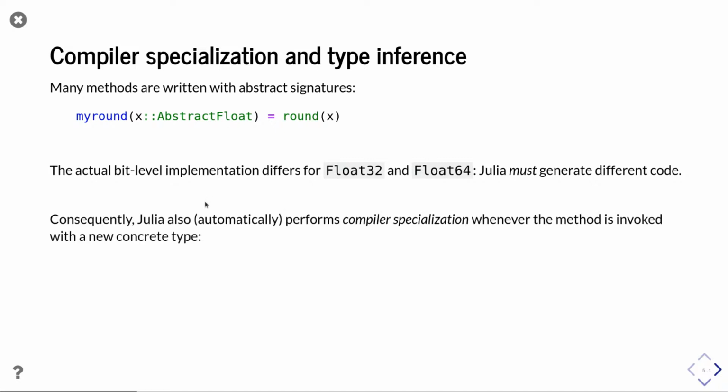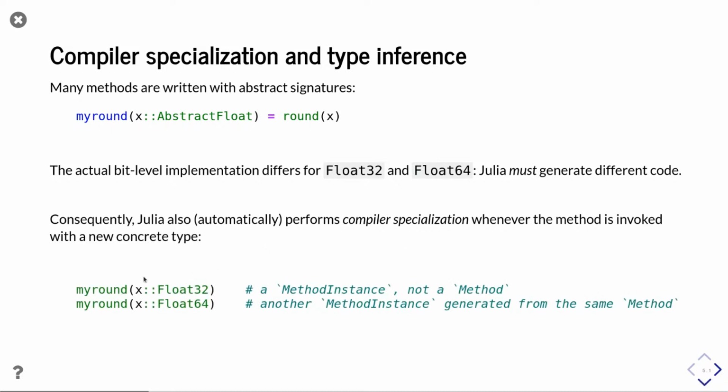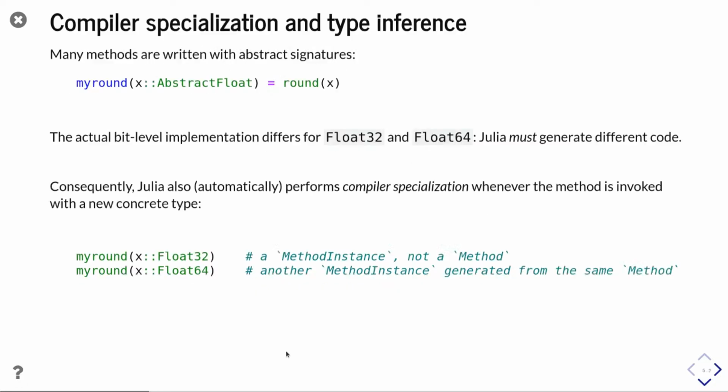And so in order to handle that, the compiler performs an additional layer of specialization whenever you invoke the method with a new type. And so, for example, you don't have to write these yourself. It creates these method instances, as they're called, to distinguish them from methods. And these are specialized for particular concrete types that are passed into these functions. And you can have multiple method instances that are all created from the same method and are, in a sense, sort of attached to that method.